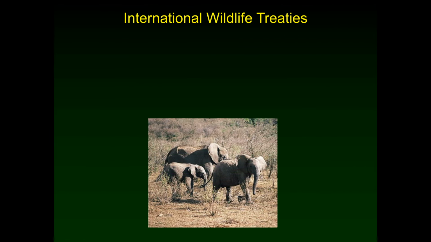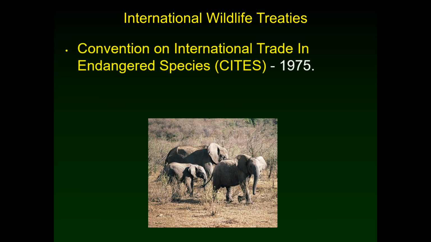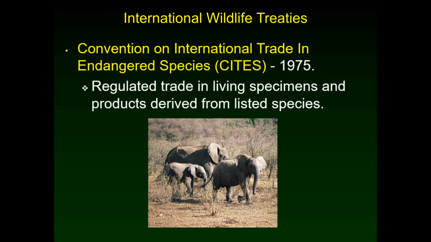So, international wildlife treaties. One of them is CITES, the Convention on International Trade in Endangered Species, in 1975. This is a big one as long as it's enforced. This is regulated trade of living specimens and products derived from listed species. The big ones to think of are rhino horns, ivory from elephants, stuff like that.